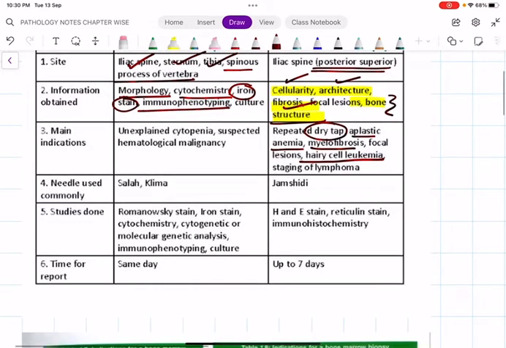What are the needles we are using? The name of the needle for aspiration is called Salah and Klima. I will show the picture. And for biopsy, it is called Jamshidi.